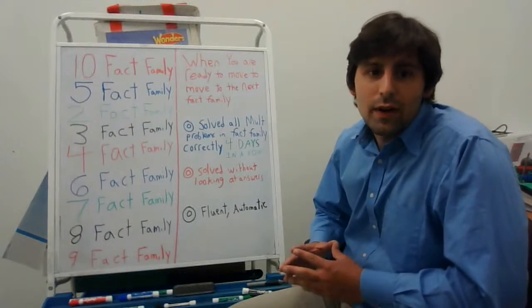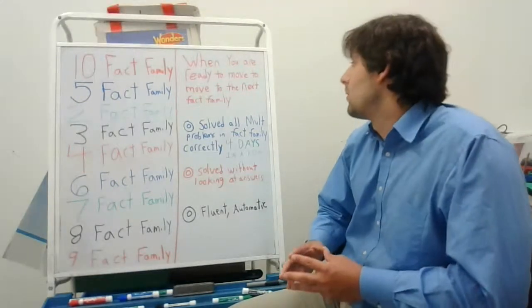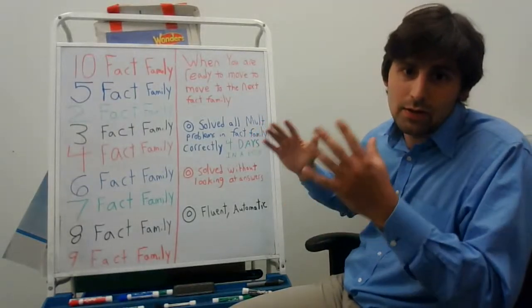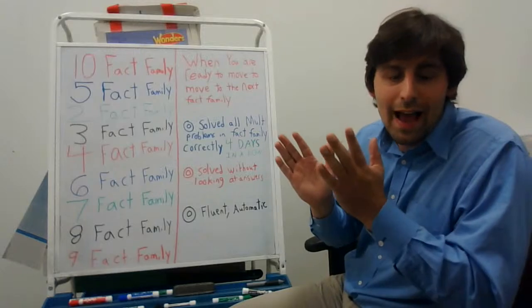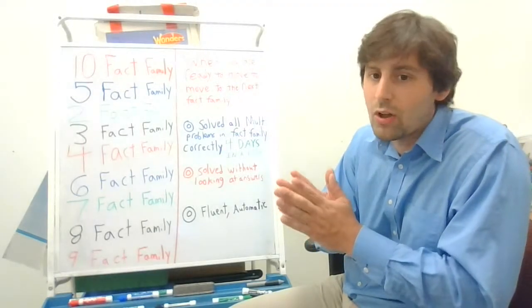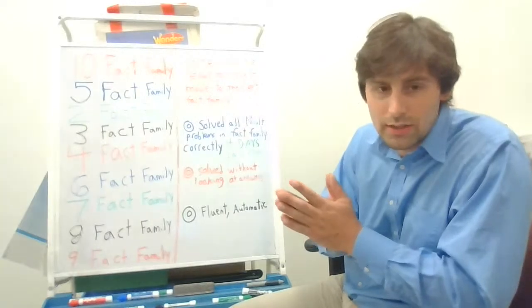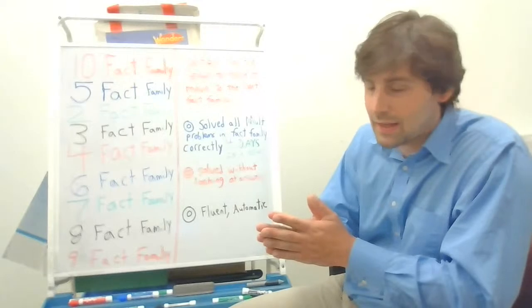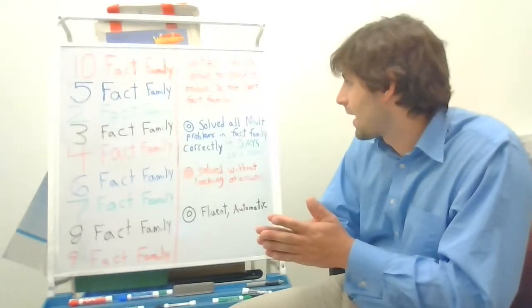Next thing, and this is a very, very important thing to talk about. How do you know when you're ready to move on to the next fact family? What is the criteria for you to say, I've mastered this, I know how to skip count by this number, I can solve all the multiplication problems within this fact family. When can I move on? How do I know that I'm ready to move on to the next fact family? So here's the criteria for that.